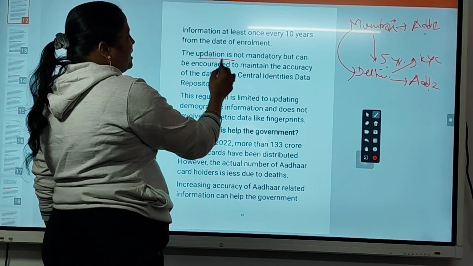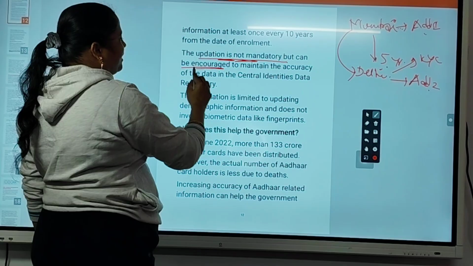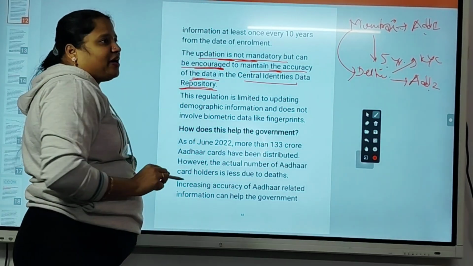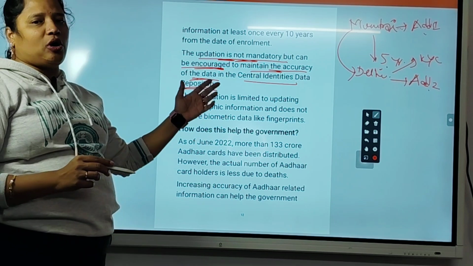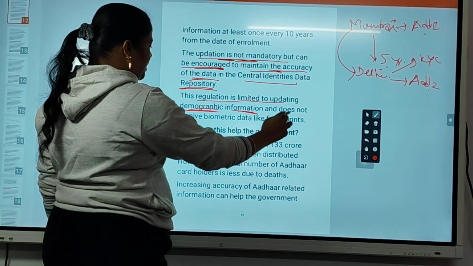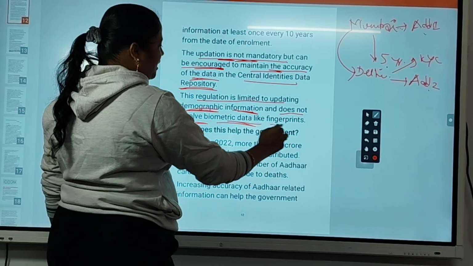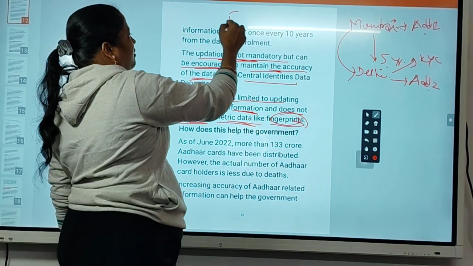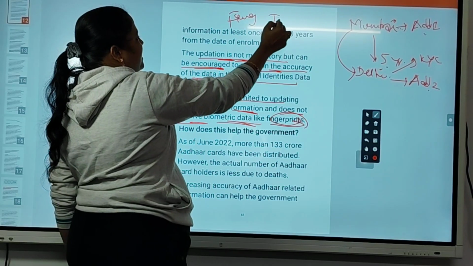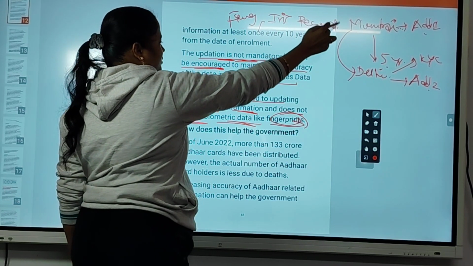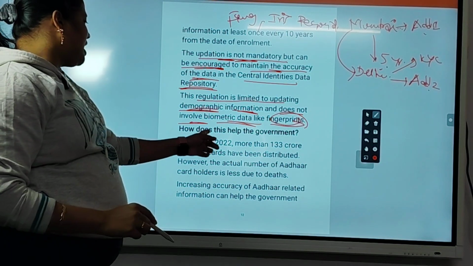So the updation is not mandatory but is encouraged to maintain accuracy of the data in the central identities repository. This makes the data very accurate. The regulation is limited to updating demographic information and does not involve biometric data like fingerprints. Fingerprints, iris scanning, like personal data, it won't ask. How does this help the government?